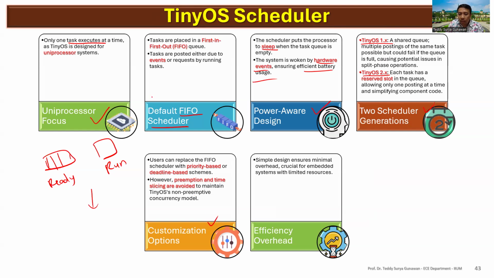Customization: although they have some defaults, you can customize. For example, the first-in-first-out scheduler can be changed to priority-based or deadline-based schemes. Efficiency and overhead: the simple design ensures minimal overhead. This is quite crucial for embedded systems with limited resources. So this is very efficient in terms of overhead.